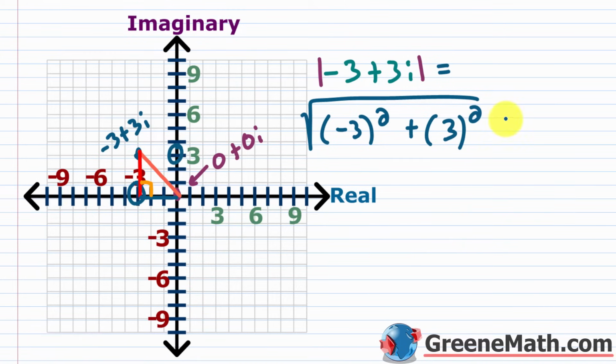And of course, we know this ends up becoming the square root of 9 plus 9, which is 18. And then we can break that up into 9 times 2. And of course, this becomes 3 times the square root of 2. So we just did that. We know what it comes out to.